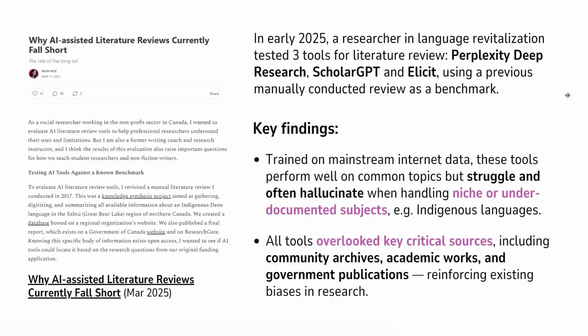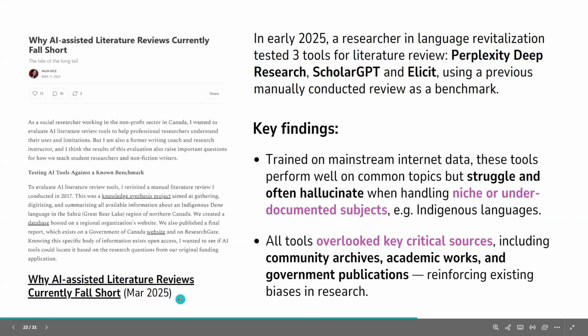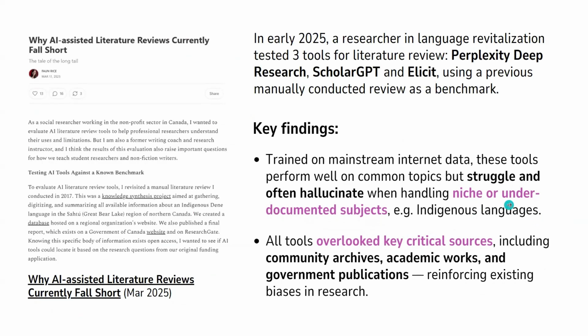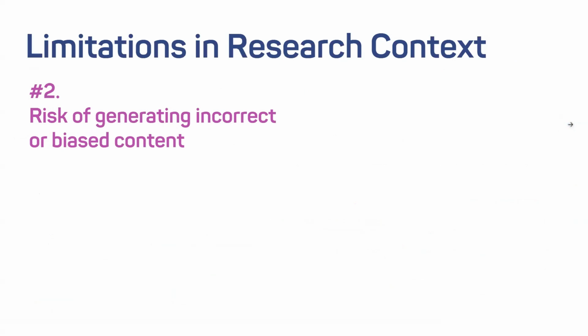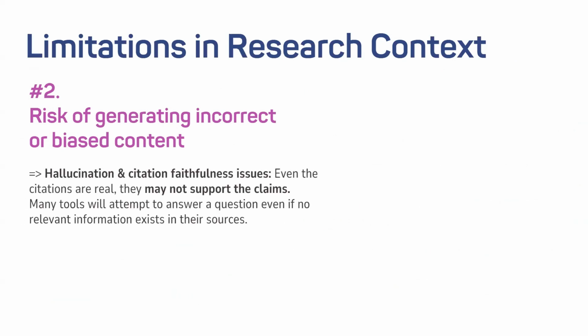Okay, and this is just a study to mention that this researcher, she noticed that these kind of models just did very poorly at trying to find the niche topics, and once they cannot find what they want, they try to hallucinate. Okay, and also overlook some critical sources from government policies, archives, etc. The second one is the risk of generating incorrect and also biased content. Okay, we know that for the tools that are not connected to the internet, hallucination will be a very serious issue. But even if they are connected to the internet or connected to external sources, okay, using the RAG system, there will be this kind of citation faithfulness issues. Okay, they are real citations, but they may not support the claims.